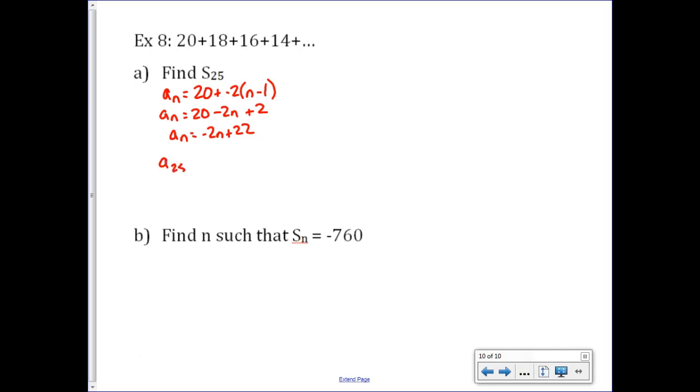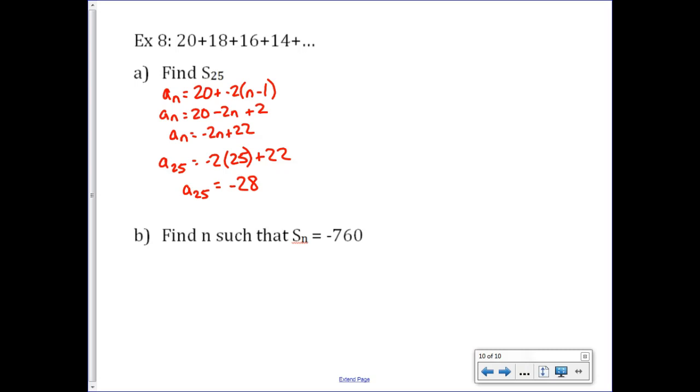But I want to know the 25th term. So the 25th term is where I just plug in 25 instead of n. And so I get negative 2 times 25 plus 22. So a sub 25 is equal to negative 28.